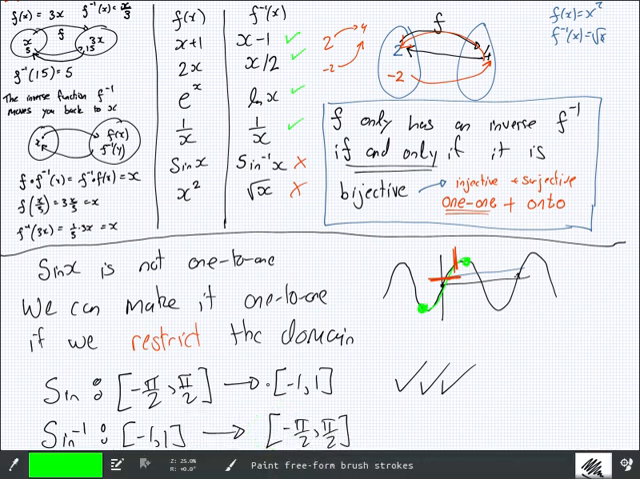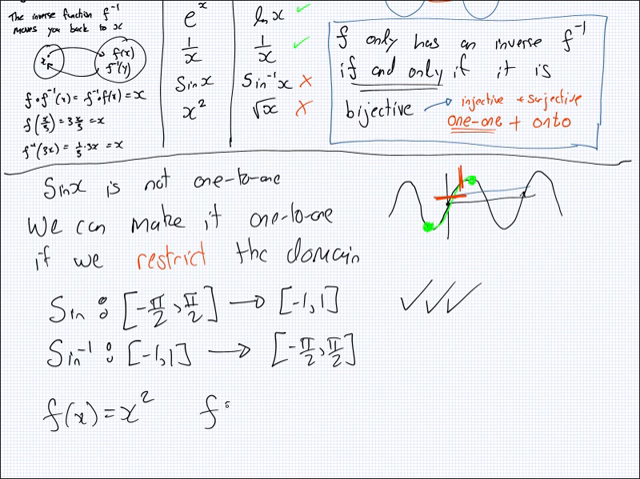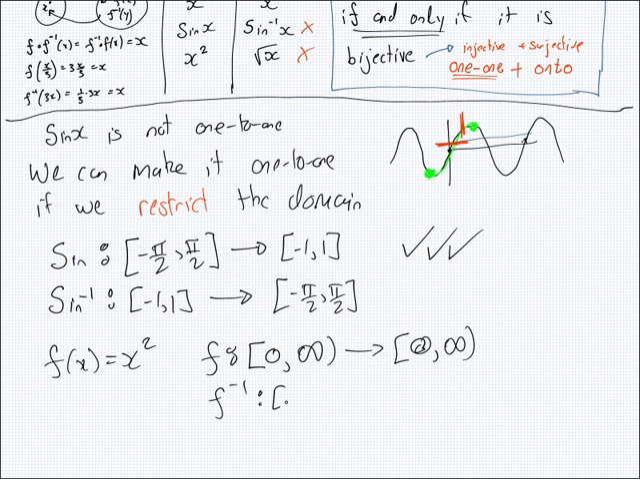And let's take the other example. Suppose I have the function f(x) equals x squared, and I want it to have an inverse. What would be a good domain I could use? Well, I could go from 0 to infinity. And then f inverse would go backwards from 0 to infinity, and here f inverse of x equals square root of x.